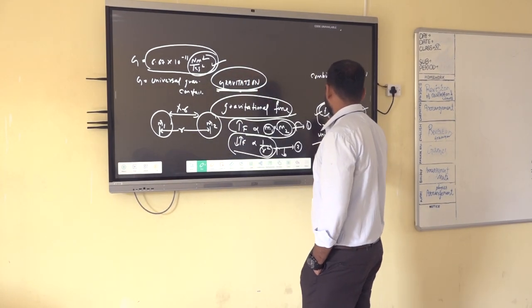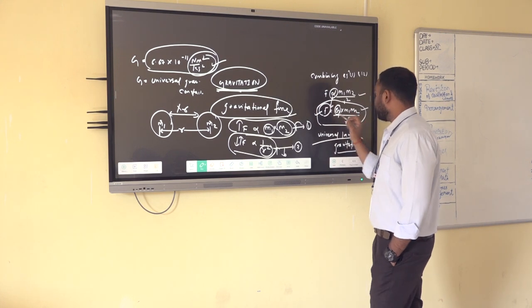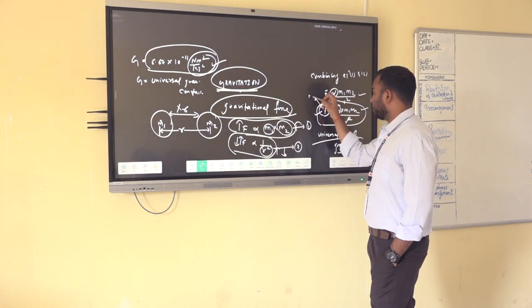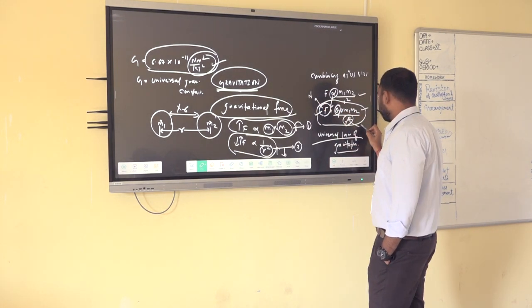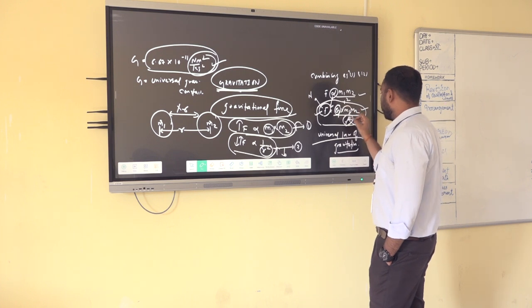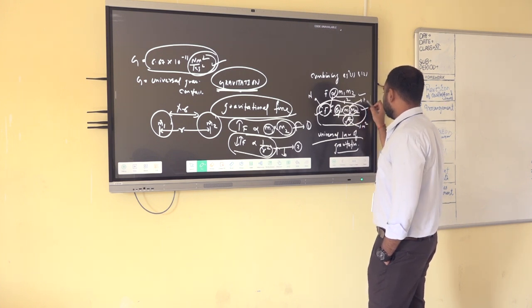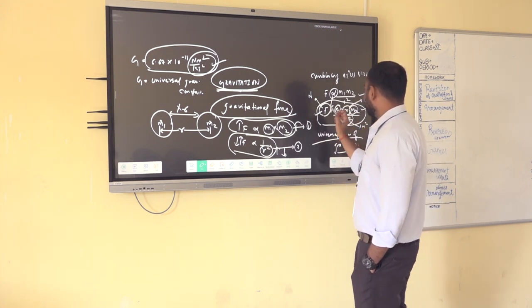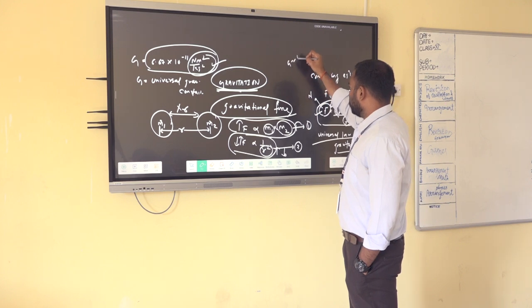How does the unit become Newton meter square per kg square? See, we have the formula F equals G m1 m2 by r square. The force has the unit Newton, this r square has the unit meter square, and there are two masses multiplied, that means kg square. So G has the unit of Newton meter square per kg square.